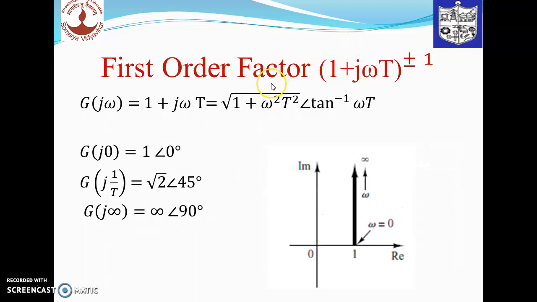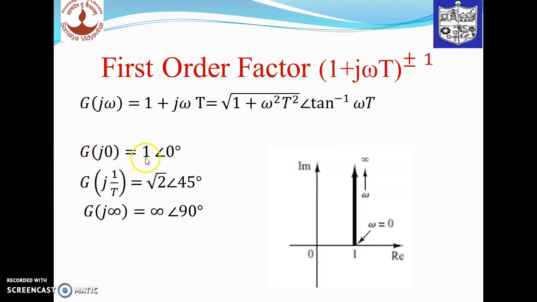Now if it is a first order zero, 1 plus j omega t, normally our control system will not have a simple zero like that, but when I take a complete transfer function, it can be a factor in it. What I am saying is not the complete transfer function. If I have a factor like that in the transfer function, that will be the polar plot.